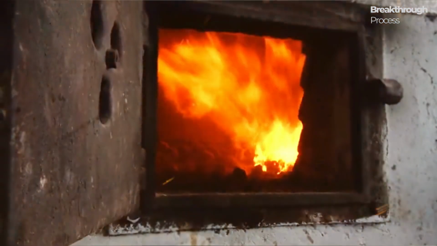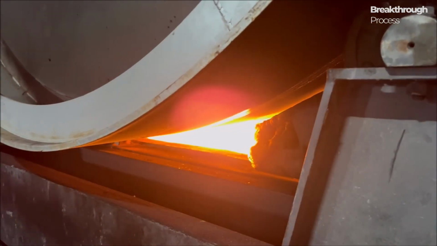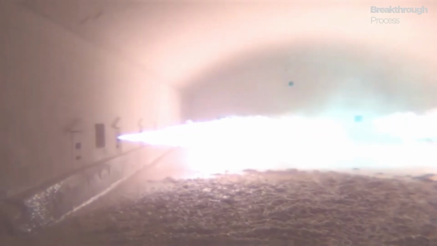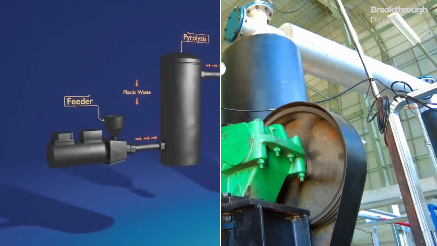The tire is then put into a closed pyrolysis furnace, heated to a high temperature of 300–500 degrees Celsius in an oxygen-free environment. Under these conditions, rubber decomposes into gas, liquid, and solid compounds.